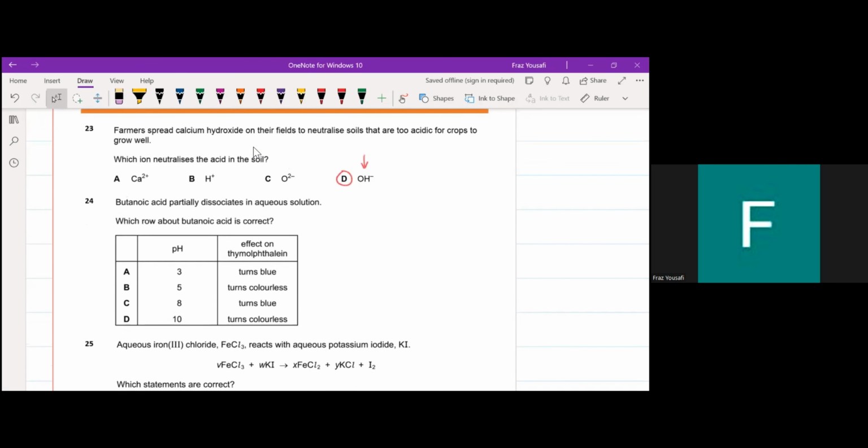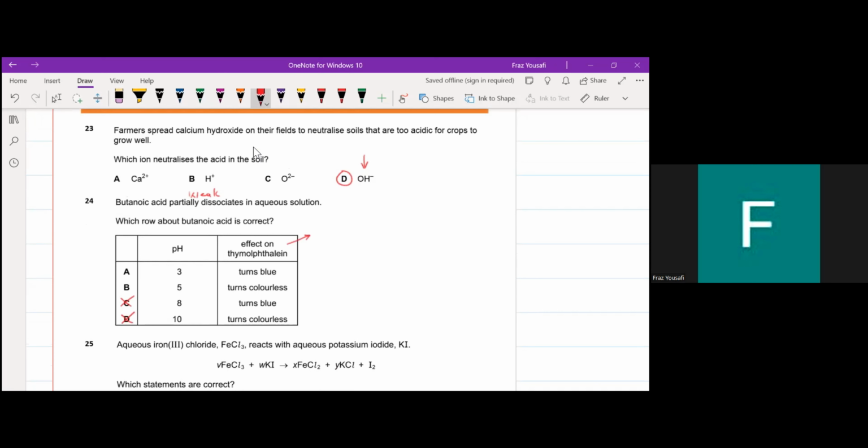24. Butanoic acid only partially dissociates, meaning it's got to be a weak acid. So we can eliminate things like C and B. Now, I wish I could tell you could eliminate A, but you technically can't because strong acids generally fit in a range of 0 to 2. Weak acids generally fit in a range of about 3, 3.5 to about 6.5. So now A and B technically could be the answer.